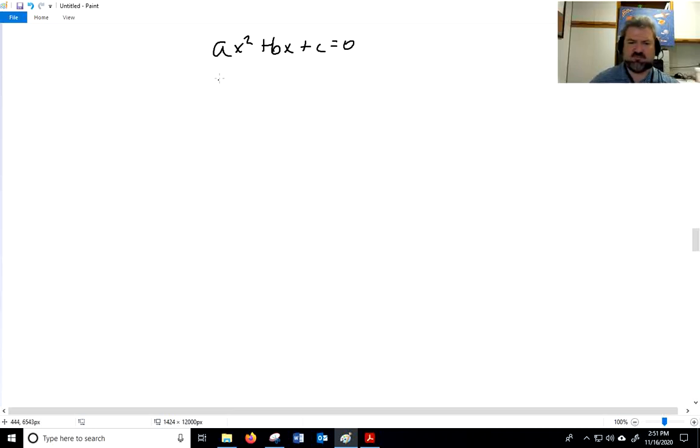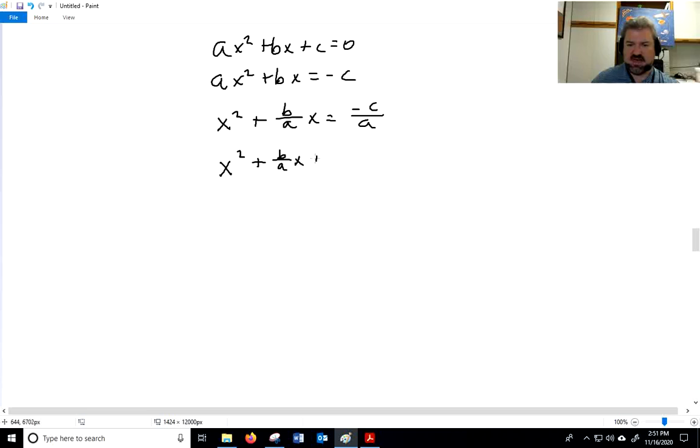So the first step with completing the square is to move the c over to the other side. Then we can't complete the square with the number in front of the x squared, so I'm going to divide through by a. And I get x squared plus b over a x equals negative c over a. Now, if you'll recall from completing the square, we're going to take half of this number here, square it, and add it to both sides. That's the completing of the square.